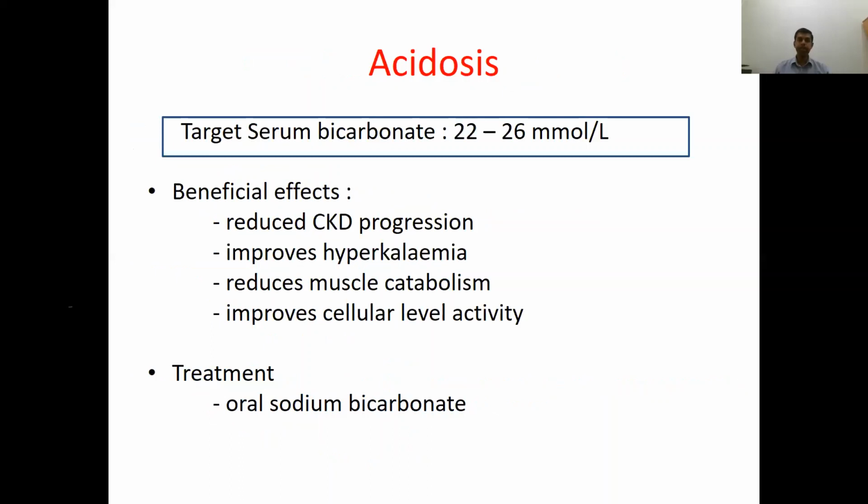The next complication is acidosis. So your target bicarbonate level is 22 to 26 millimoles per liter. And in CKD patients, these patients are going to have a metabolic acidosis where your bicarbonate is much lower than this. So you have to give oral sodium bicarbonate for these patients to improve this acidosis. And that will help in a lot of ways. It will reduce the CKD progression. It will even improve the hyperkalaemia, reduce muscle catabolism, and improve functions at a cellular level as well.